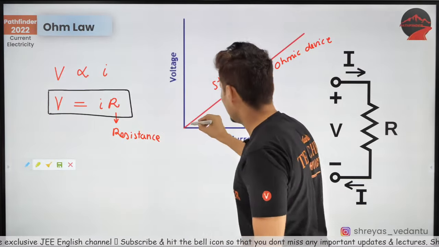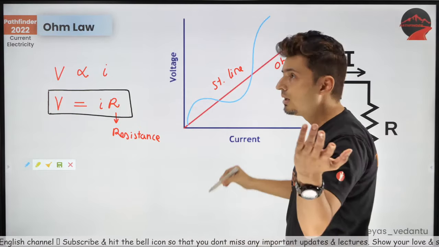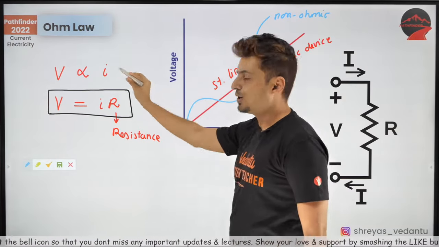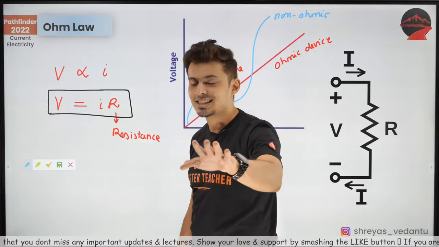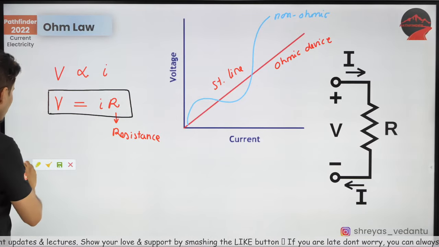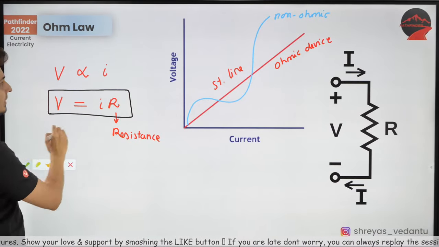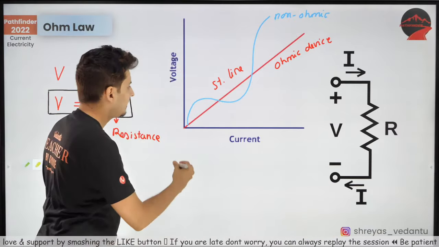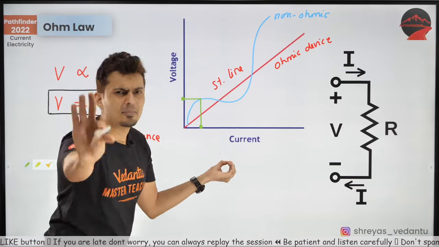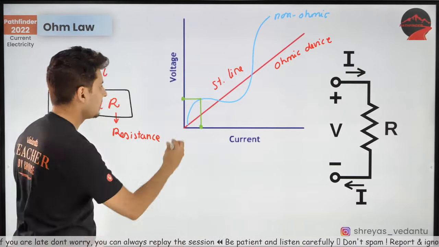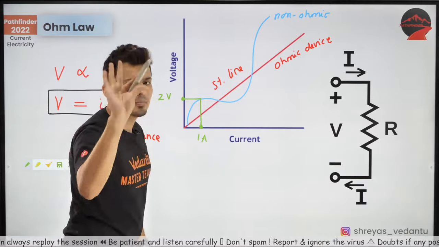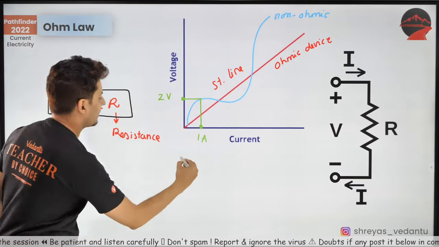Maybe the current and voltage have some weird function like this. This is obviously a non-ohmic device. Voltage is not proportional to current. And then Ohm's law gets modified. Let's say you have a non-ohmic device, for example this blue graph that you see. Let's say you measure the voltage and current at some point. Let's say the voltage is 2 volts, current is 1 ampere. Now using this relationship, what will you get?